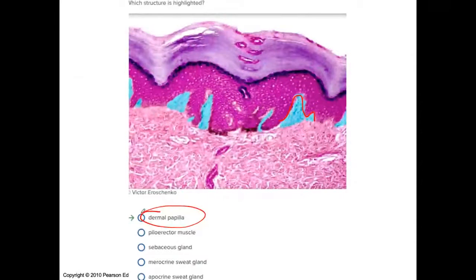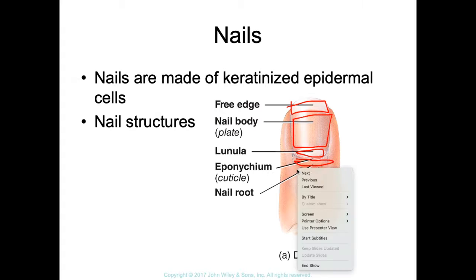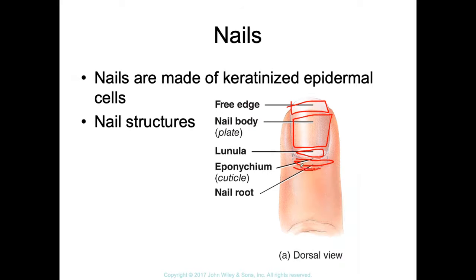Those are the dermal papilla. Okay, finish up with nails. When you look at the nail, we have the free edge. We have the nail body. It should be pink. You have the lunula, and then you have the cuticle. Behind the cuticle is the nail root. The nail root is where you have behind it, like, the matrix.